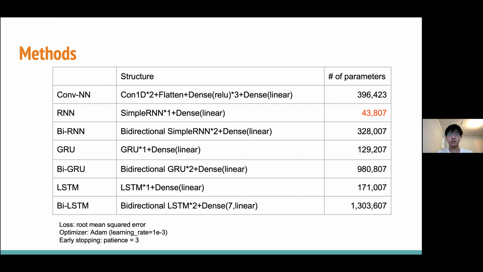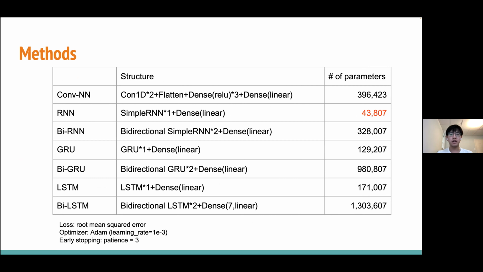To achieve our goal of predicting COVID-19 cases and deaths, we try 7 different neural network structures. The first one is conv_NN. It's 2 convolutional 1D layers followed by a flatten layer and 3 dense layers with ReLU activation. Then a dense layer with linear activation for model output.